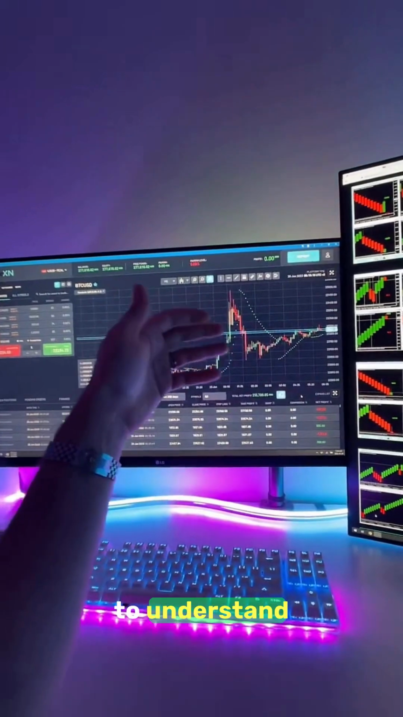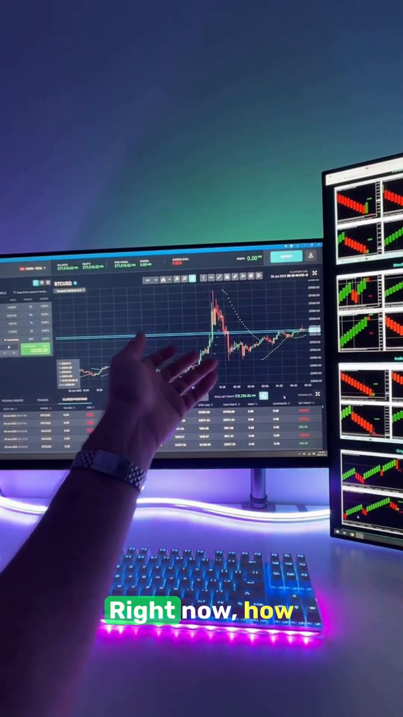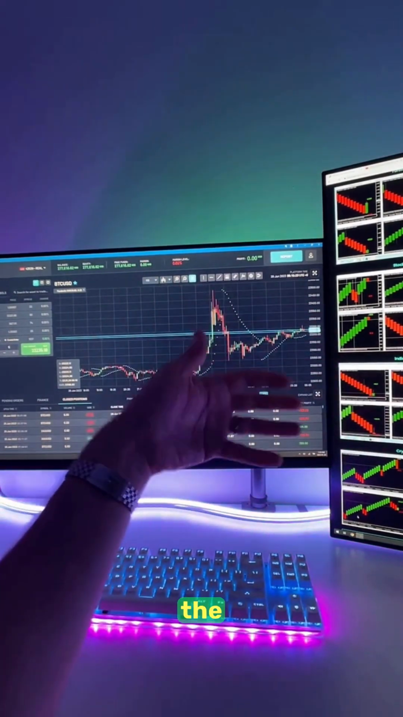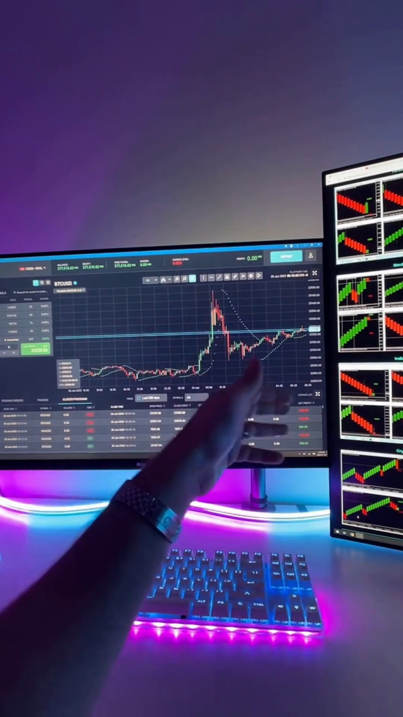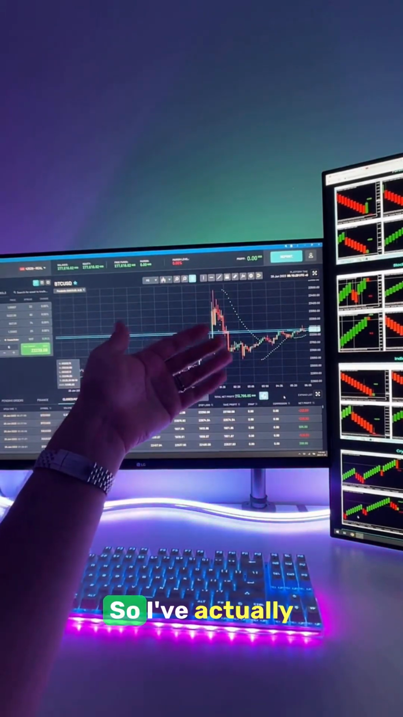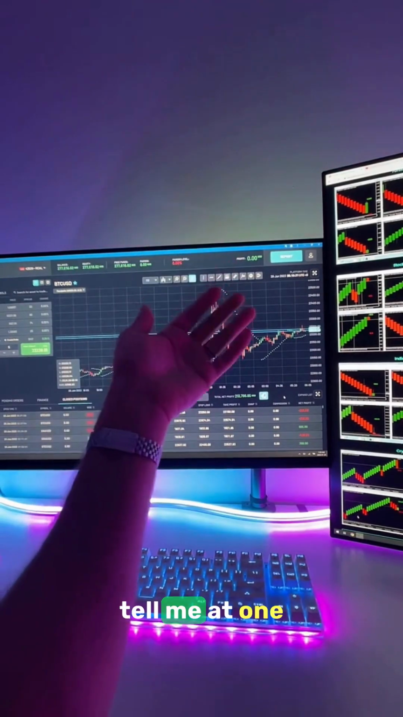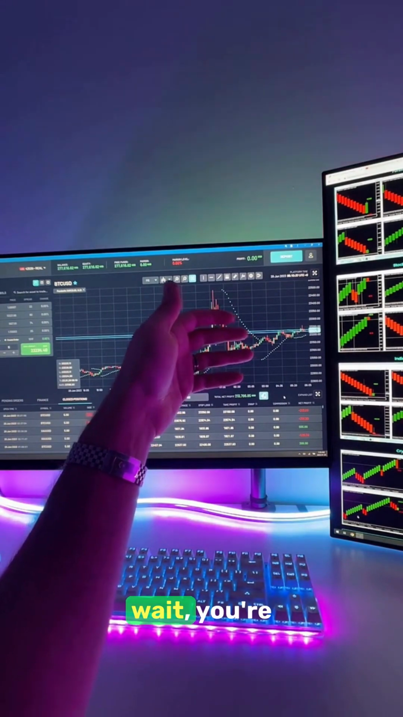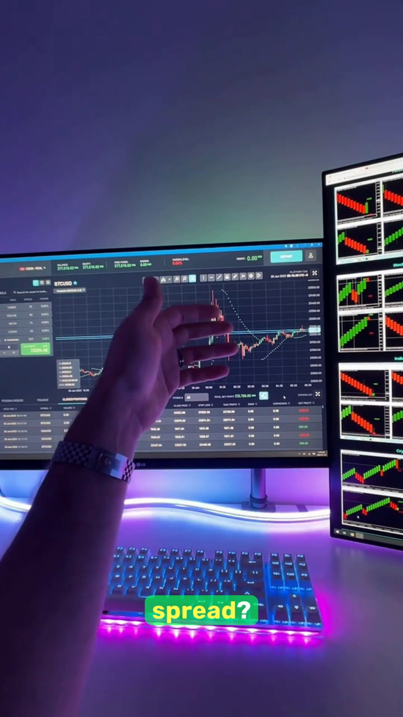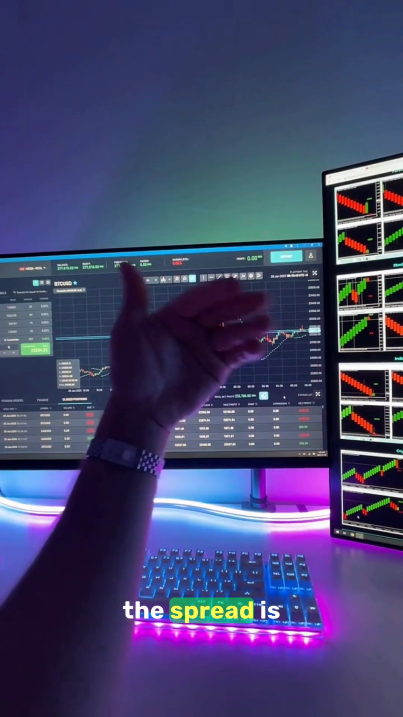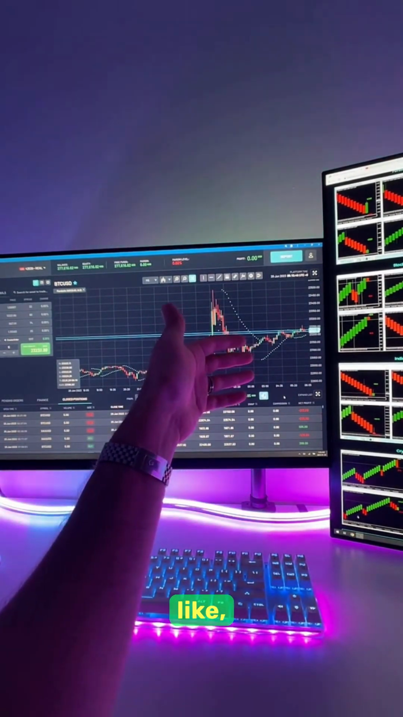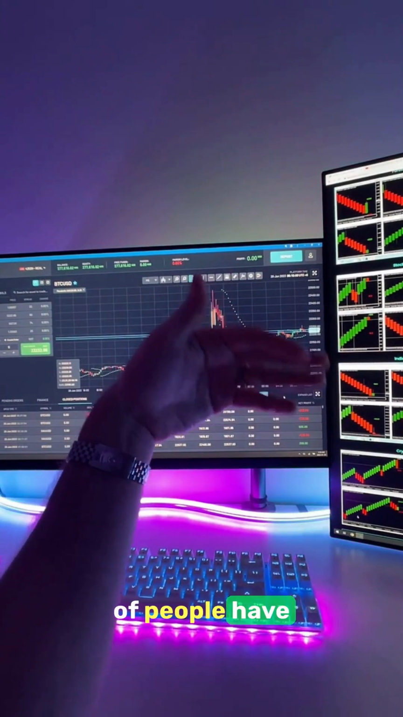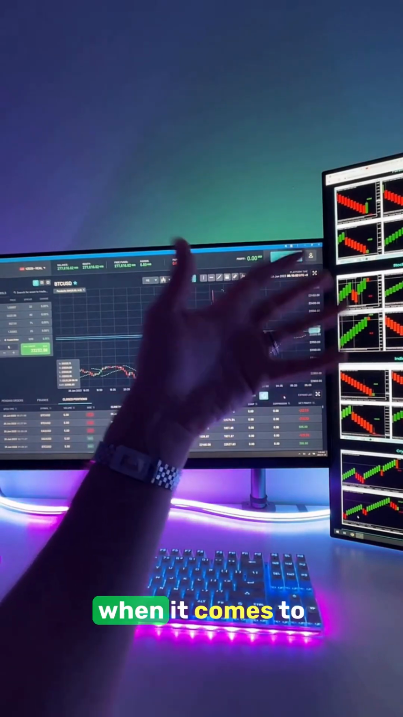So as a trader, it's important to understand it's all about saving on pips. Right now, how do you save on pips? The way I do it is obviously on pullbacks, and I'll go through the pullback strategy, how I use them, but also on fees. I've actually heard someone tell me at one point that, oh, I'm looking for a broker with the highest spread. And I'm like, wait, you're looking for a broker with the highest spread? And they're like, yeah. And I was like, the spread is the fee that you're paying. And they're like, oh, but isn't it the higher, the better it is? So a lot of people have a lot of these misunderstandings when it comes to these things.